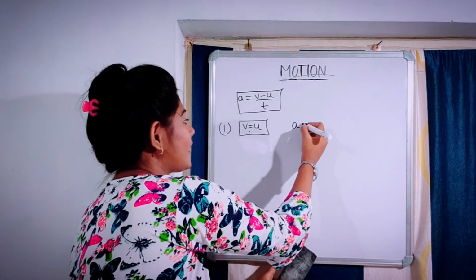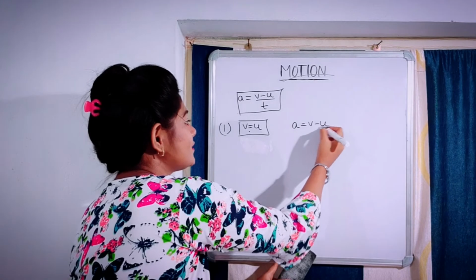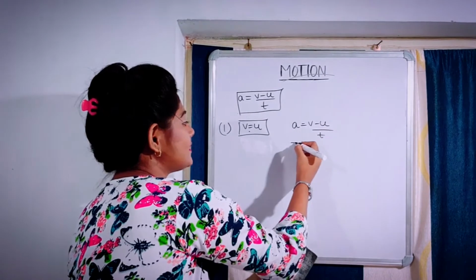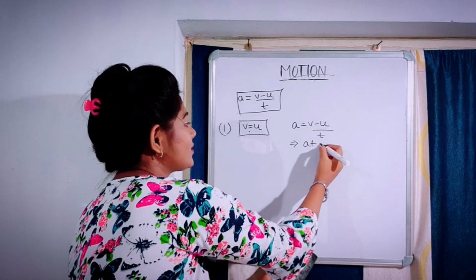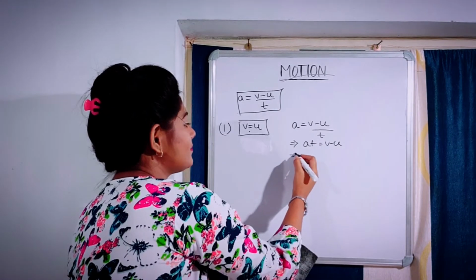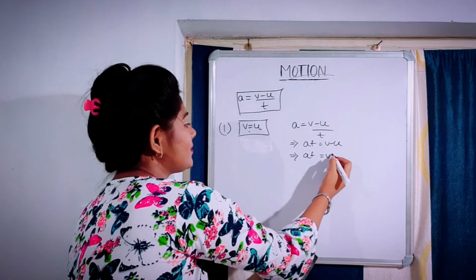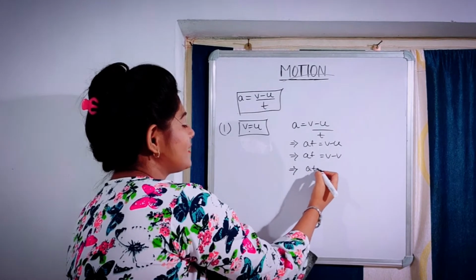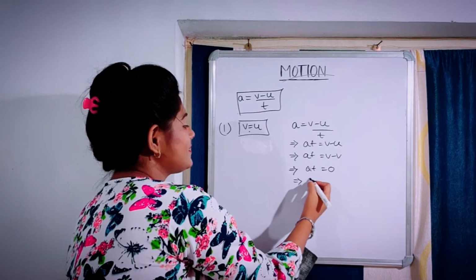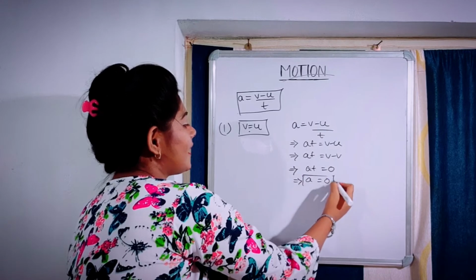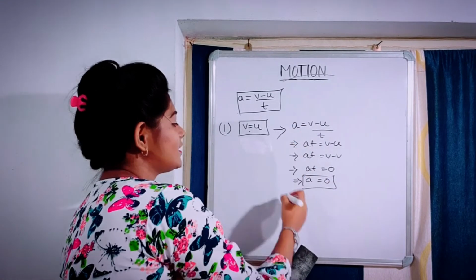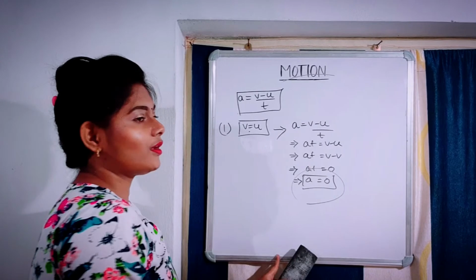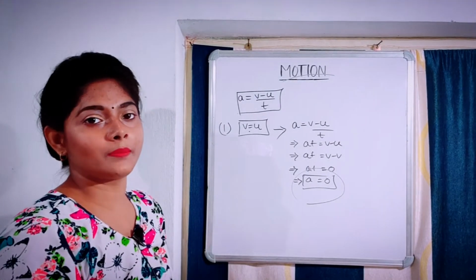So we will write the formula again. a = (v - u)/t. This implies at = v - u. This implies at = v - v, because both are same. This implies at = 0. This implies a = 0. So acceleration becomes 0 when both initial velocity and final velocity are same.